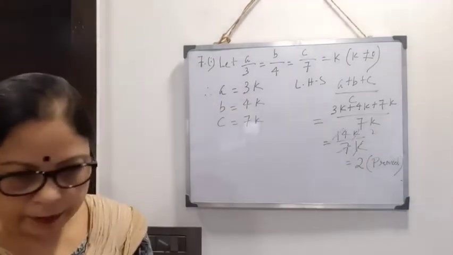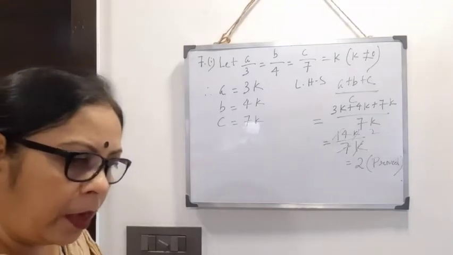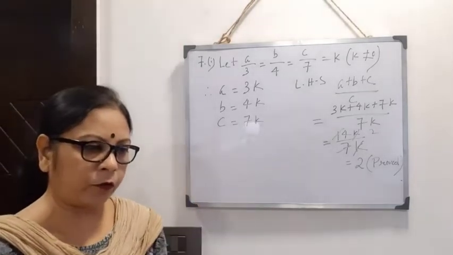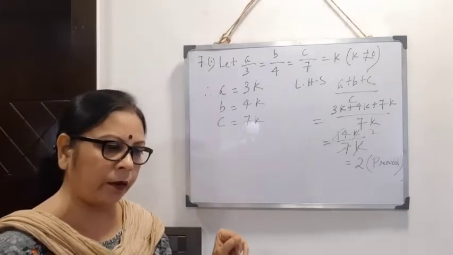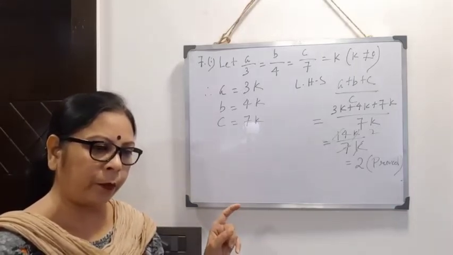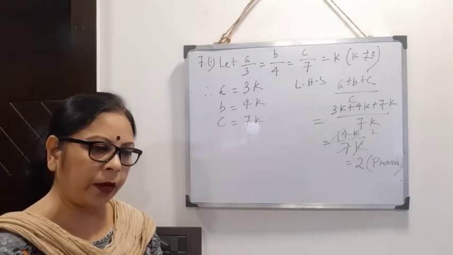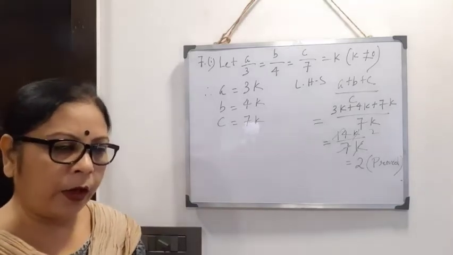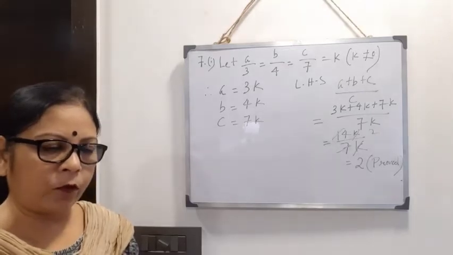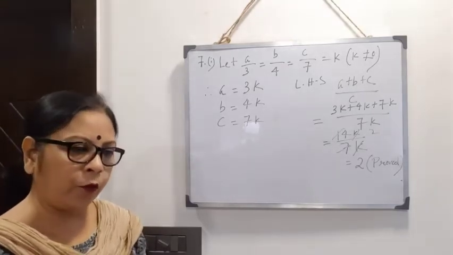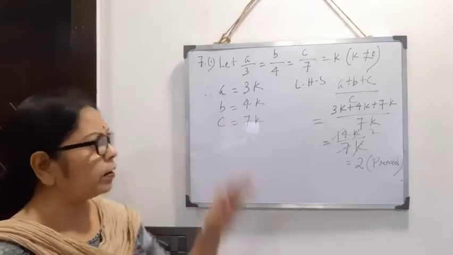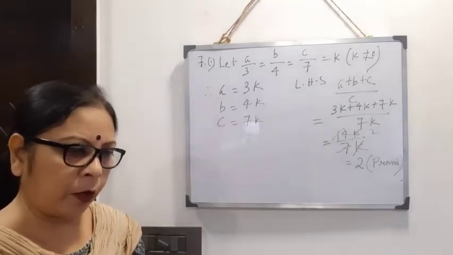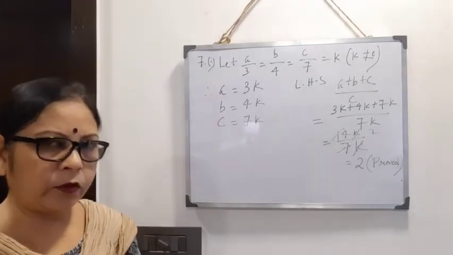7.1 is proved, and 7.2 is the same. You will consider what is given there. You will consider, let that equal to, that means a by (q minus r) equals b by (r minus p) equals c by (p minus q) equals k. Then what to prove? On the left hand side, a plus b plus c equals 0, you have to prove. You will put the values of a, b, c there like this. Okay, I am not doing this sum. Now I will do sum number 7.3.